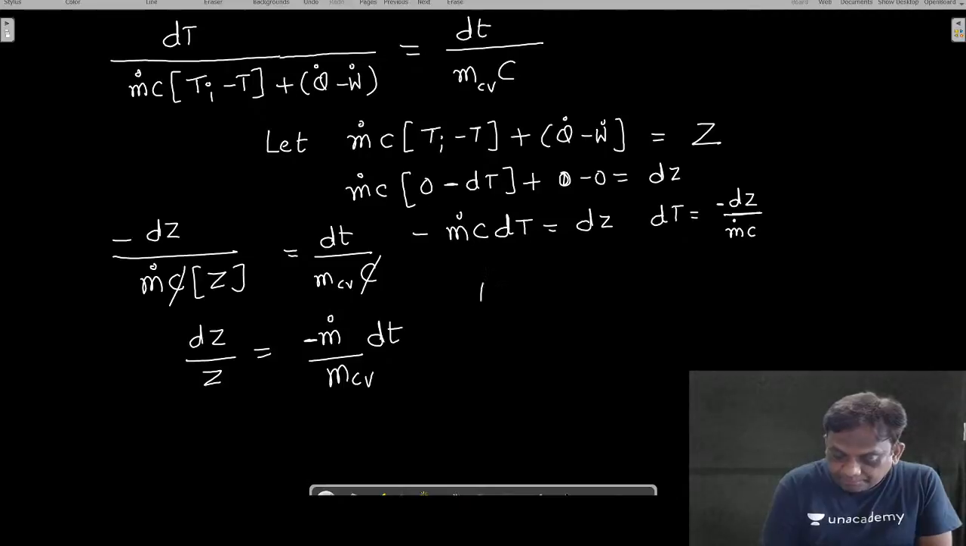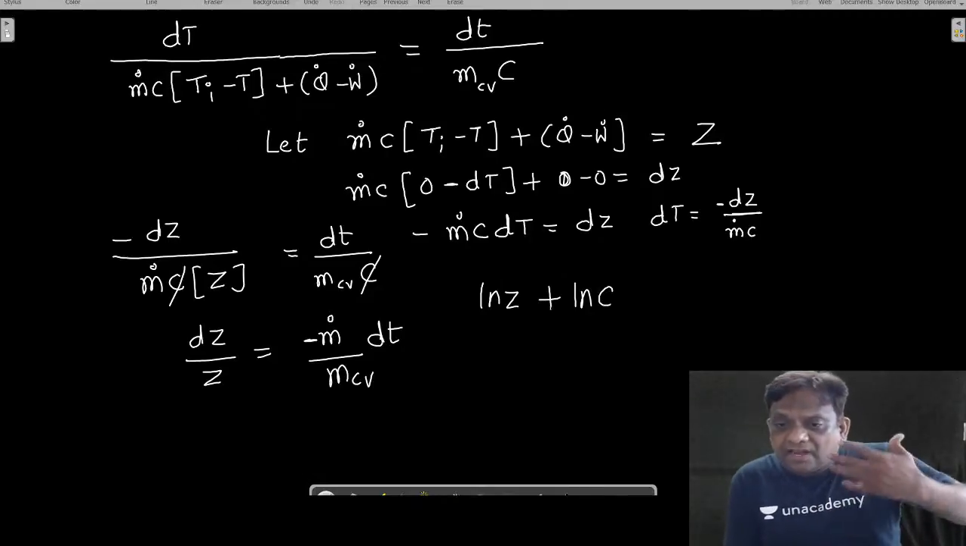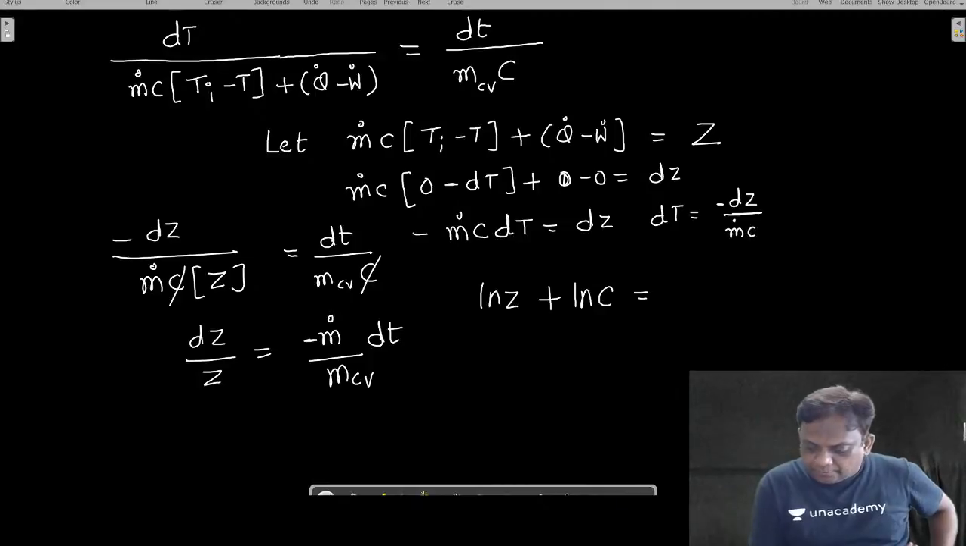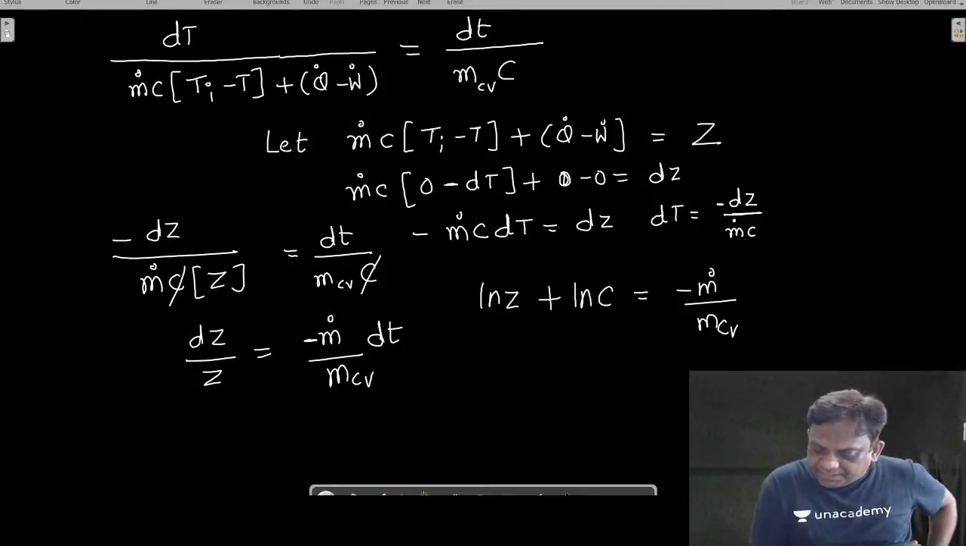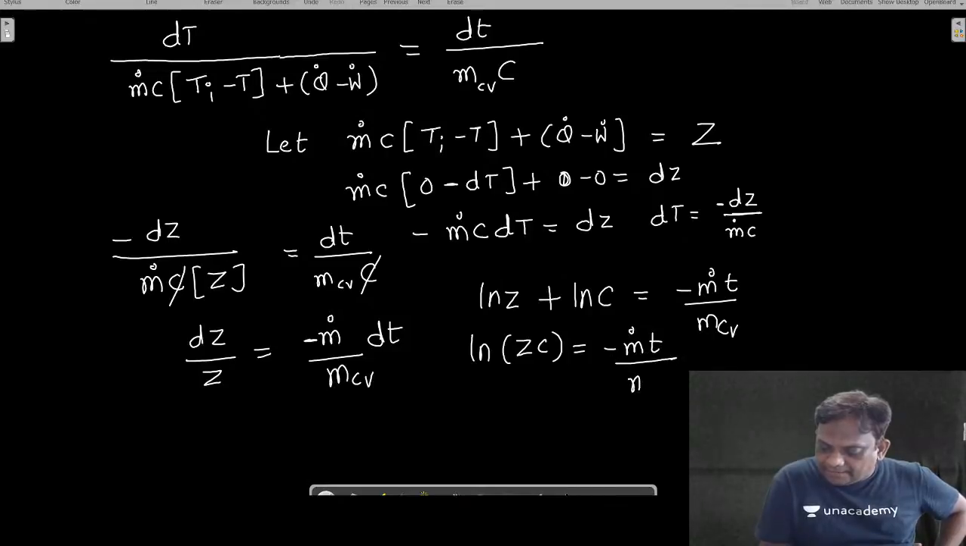What is dZ by Z? Log Z plus some integration constant, log c. I repeat, dZ by Z is log Z plus some integration constant. For convenience I am taking log c is equal to minus m dot by m Cv. What is the integration of dT? T. Already, don't put again one constant, we have already taken the constant here. Log a plus... Do you understand, sir? dZ by Z is log Z plus log c, some constant, is equal to minus m dot by m, integral dT is T. So log of Zc is equal to minus m dot T by m Cv.